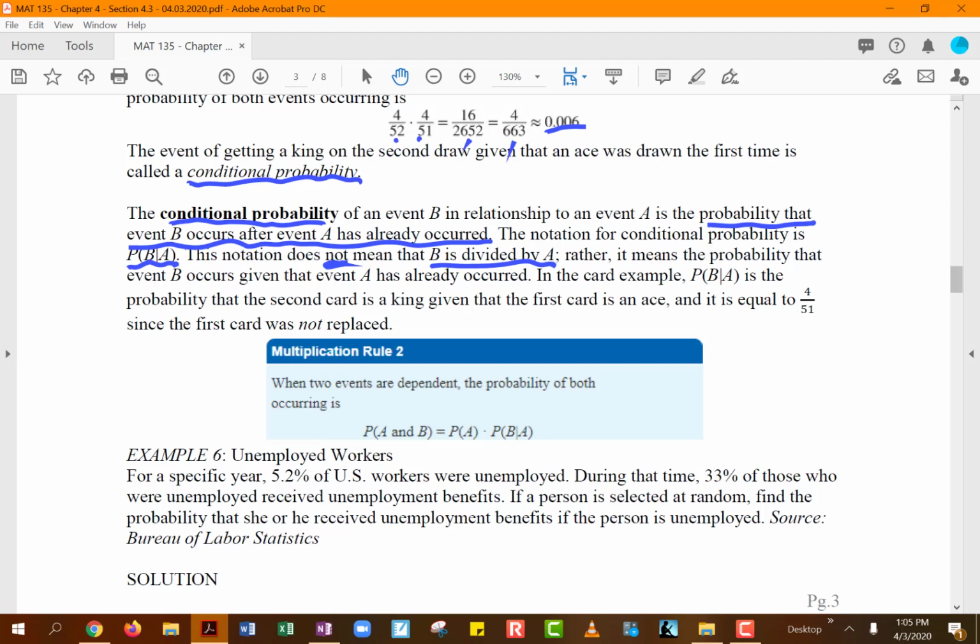And in this case, since we did not replace the card after we drew an ace back into the deck of cards, when we drew the king, the probability for the king ends up changing because we did not make that replacement. So since that card did not get replaced, we had dependent events. And for dependent events, even though you are multiplying these two probabilities, you will see our second probability is not just probability of B, it's probability of B given that event A has already occurred.